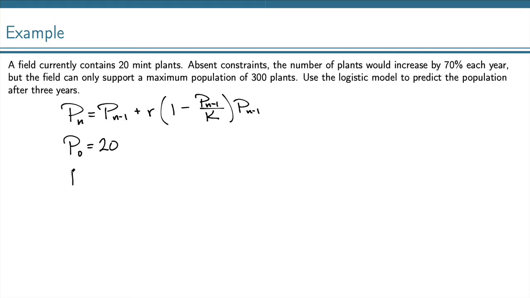So our model, to get Pn, we're going to have our P sub n minus 1 plus the R, which is the 0.7, times 1 minus the P sub n minus 1 over the carrying capacity of the environment, which is 300, times the P sub n minus 1. So to find P1, we would just plug 20 into this formula.